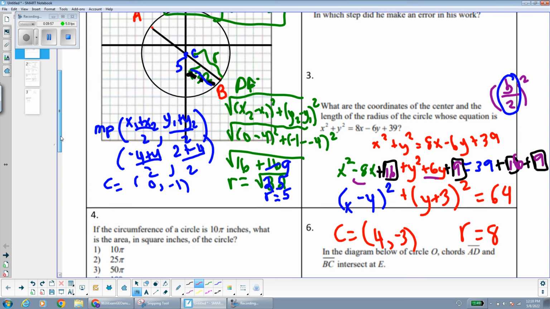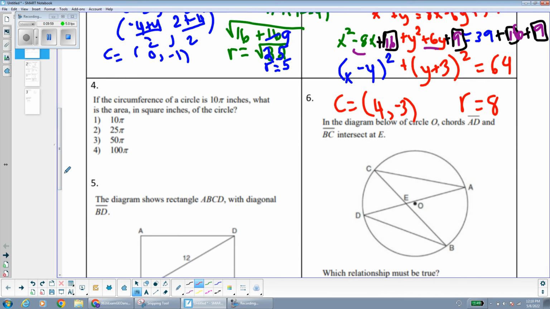For number 4, it says if the circumference of a circle is 10 pi, what is the area of the circle? So I know that circumference is pi d. You could also use 2 pi r. If the circumference is 10 pi, then I can solve for the diameter by dividing both sides by pi. If there's a pi in the top and the bottom, it cancels out. So I have that the diameter of the circle is 10.